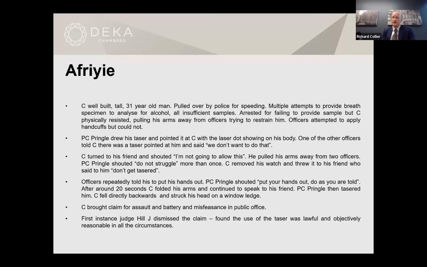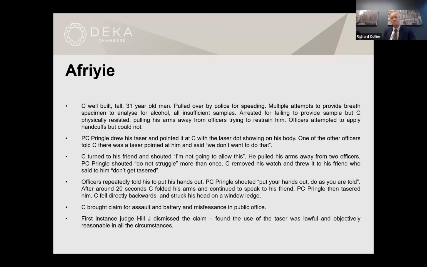Police tried to breathalyze him. He gives a number of samples, all of which were insufficient. So the police arrested him for failing to provide a sample, but he makes absolutely clear from the outset that he's not going to comply with that. He physically resists. He pulls his arms away from the officers trying to restrain him. They can't even get the handcuffs on him.